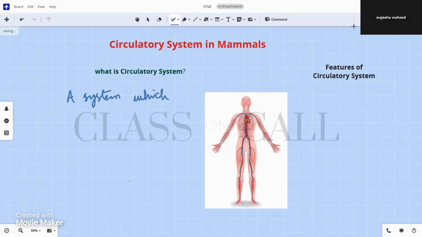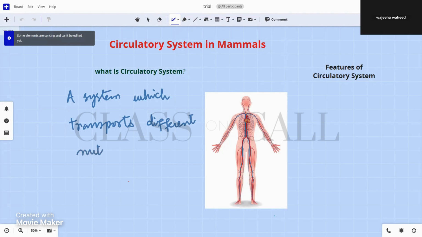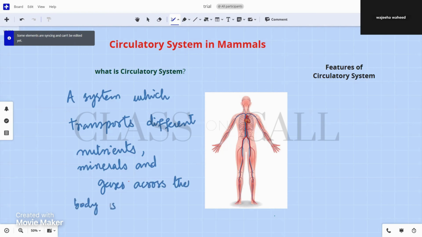So a system which transports different nutrients, minerals, and gases across the body is called a circulatory system, right? Okay, now we will talk about the components of a circulatory system.